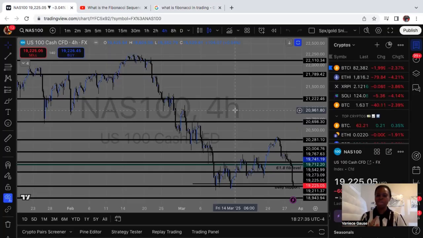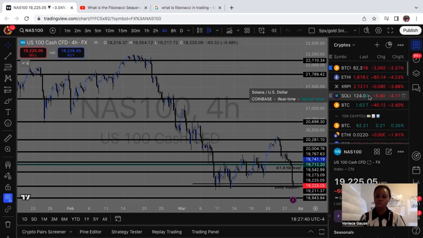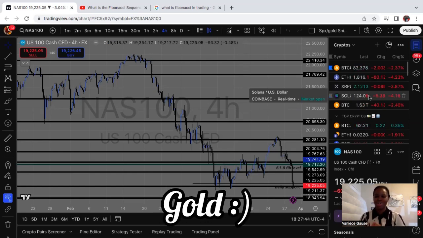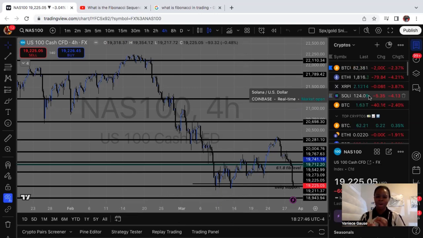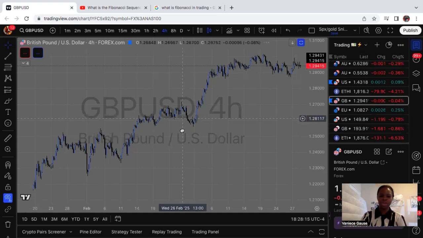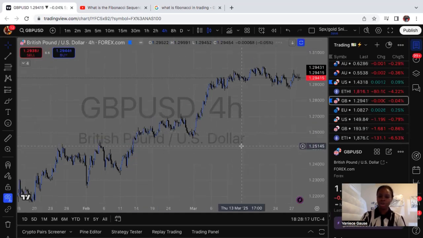For starters, we're going to look at GBPUSD. This pair works really, really well with Fibonacci retracements. And then we're going to look at gold as well, because I don't want to be biased. So those are going to be my two pairs since I normally don't trade them. So this is GBPUSD, and this also works on any time frame.